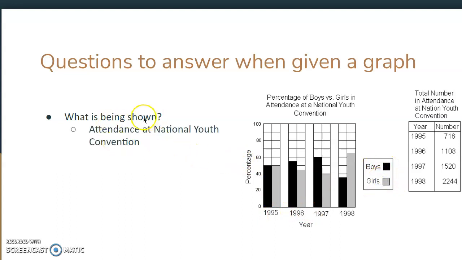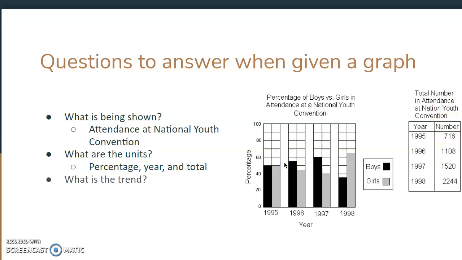So what is being shown? Our attendance at the National Youth Convention. What are our units? Oh, I jumped ahead. We have percentage and year. And then this one all the way over here is total. This number is the total number, which will be important. So what is our trend? Well, our trend looks like, at least in our total, we get more boys and girls every single year. The numbers change by percentage, but in total, they're always getting bigger.